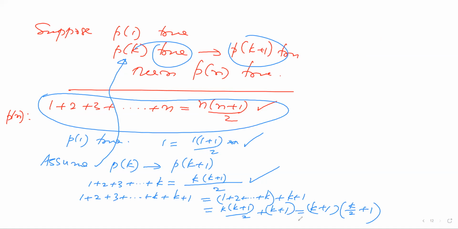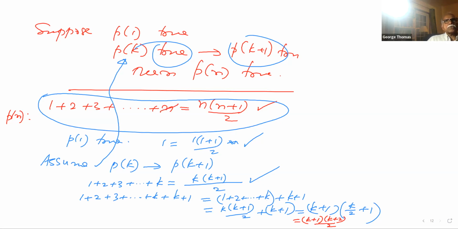Yes, sir. That is k plus 1 times k plus 2 over 2. That seems to be true. If you change that to k plus 1, this will become k plus 1, and this will become k plus 1. So it is k plus 1 times k plus 2 over 2.